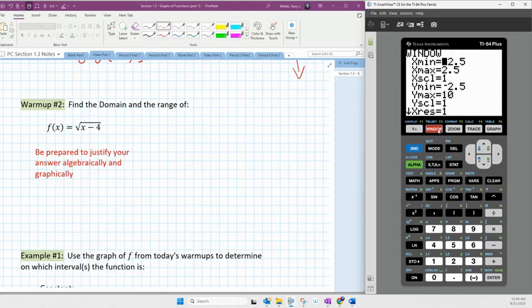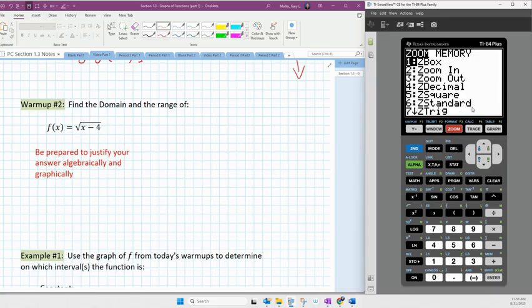If I go over to Window, this is where you can, if you want to, set a minimum and a maximum window. In other words, you're telling it what size of window to show. Usually I don't mess with that very often. Go to Zoom. There's all kinds of different zooms you can do. You can zoom in and out, decimal and square. Obviously, I don't really use most of those. Zoom standard is a big one that resets you back to what it would do if you don't tell it otherwise, zoom 6.